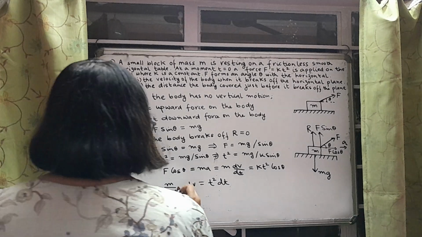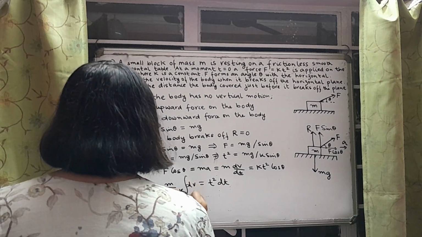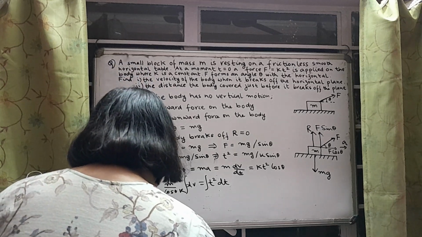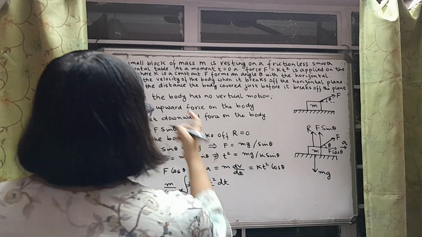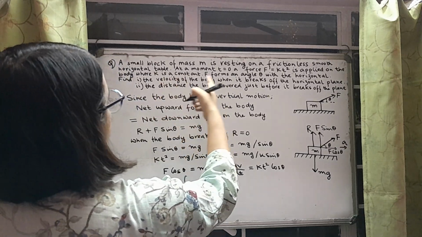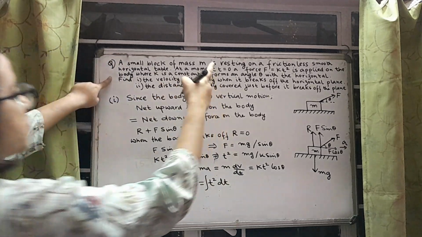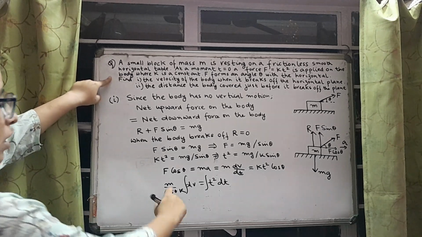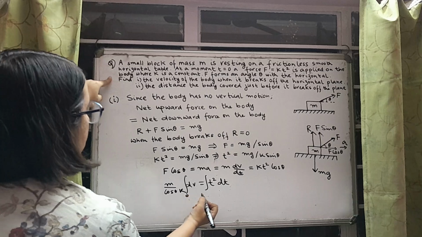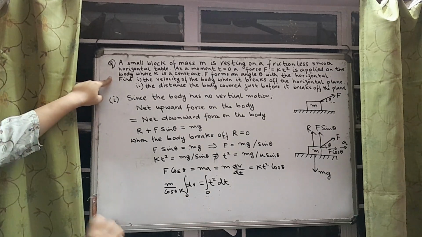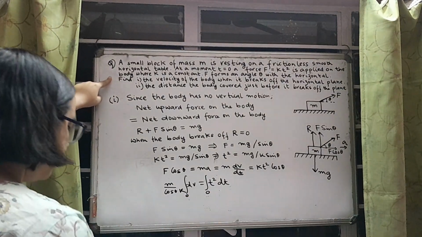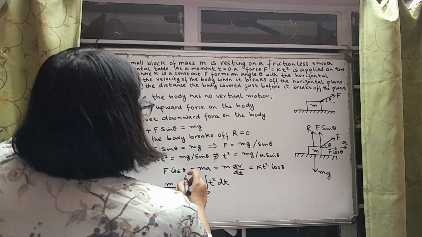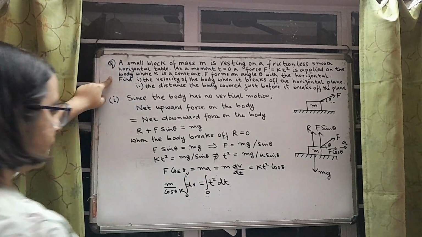Now if I integrate, these are constants, so they will go out. Here, if I integrate, my v will go from the start, say, a small block of mass m is resting. So if it is resting, then my initial velocity is 0 when time was 0. At the initial time it was resting, so both of these will be 0. Now let the velocity when it breaks off the horizontal plane be v.